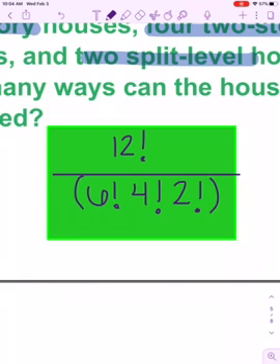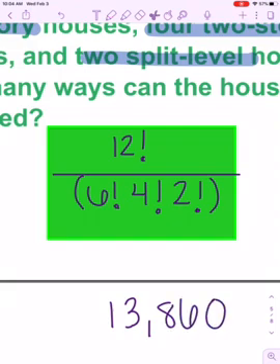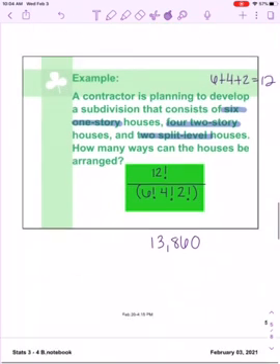When you put this in your calculator, you can do it all at once, but you have to be careful. These bottom ones all have to go in the same set of parentheses so that it doesn't divide and then multiply. So you're going to do 12 factorial divided by parentheses, 6 factorial, 4 factorial. You don't have to put anything in between. It knows to multiply them. And then 2 factorial, close parentheses. Enter. And you should get 13,860 different ways.